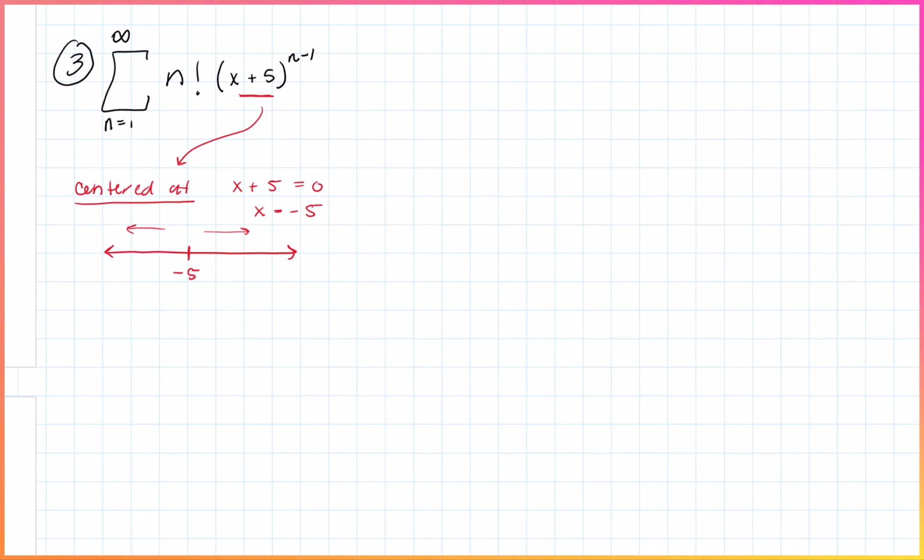So what does this series look like? Let's just write out a couple of terms. When n equals 1, we'd have 1 factorial times x plus 5 to the 0. So we'd have 1 factorial plus, and then when n equals 2, we'd have 2 factorial times x plus 5 to the first power. Then on the next term, we'd have 3 factorial times x plus 5 squared, plus 4 factorial times x plus 5 cubed, and so on and so forth.